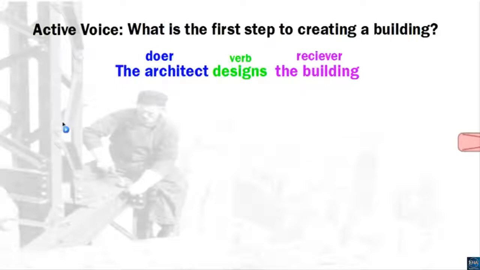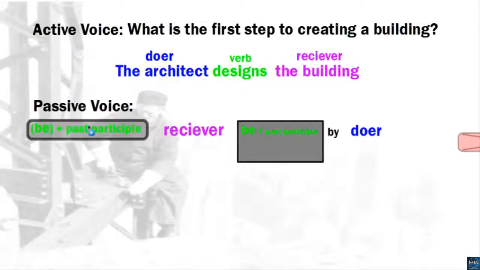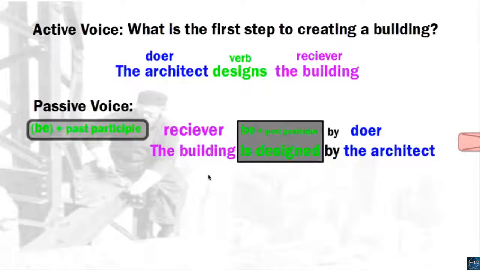But today we're using the passive voice. So remember, in the passive voice, we start with the receiver. And then we always change the verb in the passive voice. We use be and a past participle of the main verb, the principal verb. Then it's optional, but we can say who is doing it when we say by the doer. So this sentence, the architect designs the building, in the passive voice, reads, the building is designed by the architect.